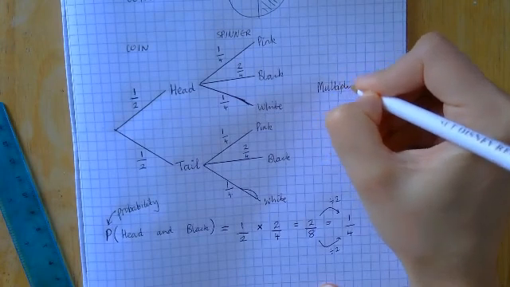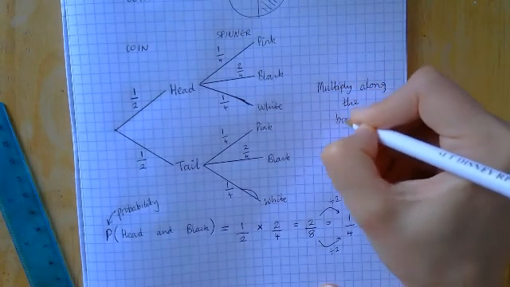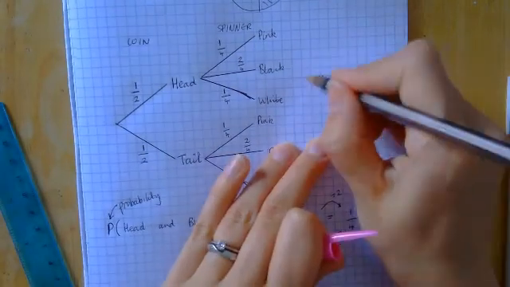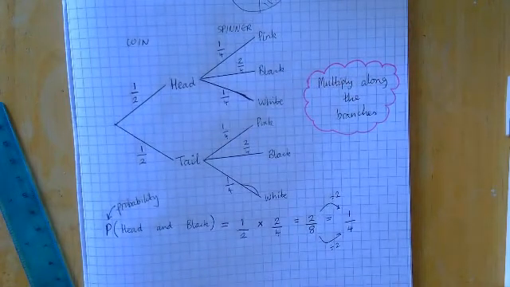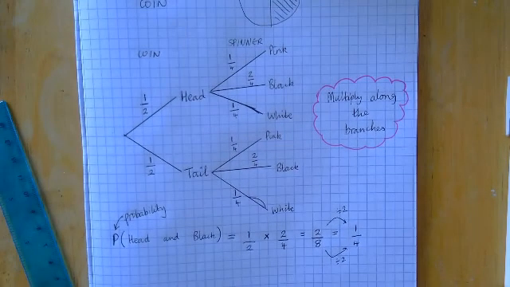So let's just write down that rule. We multiply along the branches. Now, if you can remember that rule, then you'll be absolutely fine in tree diagrams. So you multiply along the branches. Okay, so that is all you need to have a go.